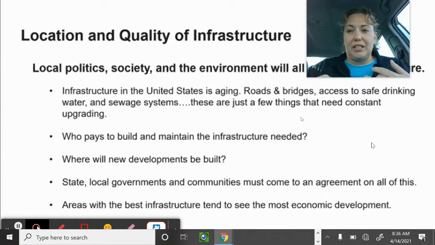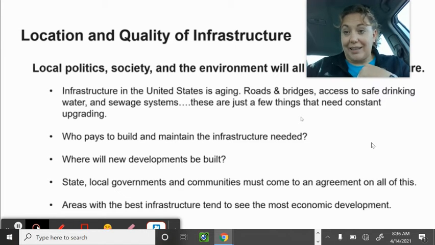Taxes are generated to build and maintain the infrastructure, so this is an ongoing thing. I have a cousin right now who does urban design. That's her job, so cool. And she's actively working on getting better public transportation in Denver and then into the outlying areas.